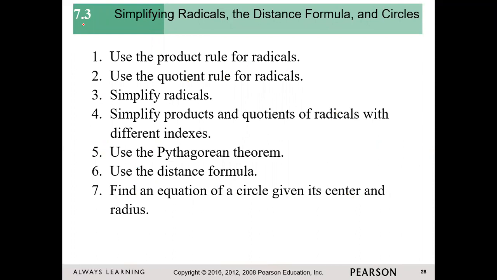All right, so we'll do one more section tonight, and then we will call it, since I'm stumbling and pretty tired as it is. All right, so 7.3, simplifying radicals, the distance formula, and we will skip the circles part, so we don't need to do that, but we will talk about the radicals and the distance formula.